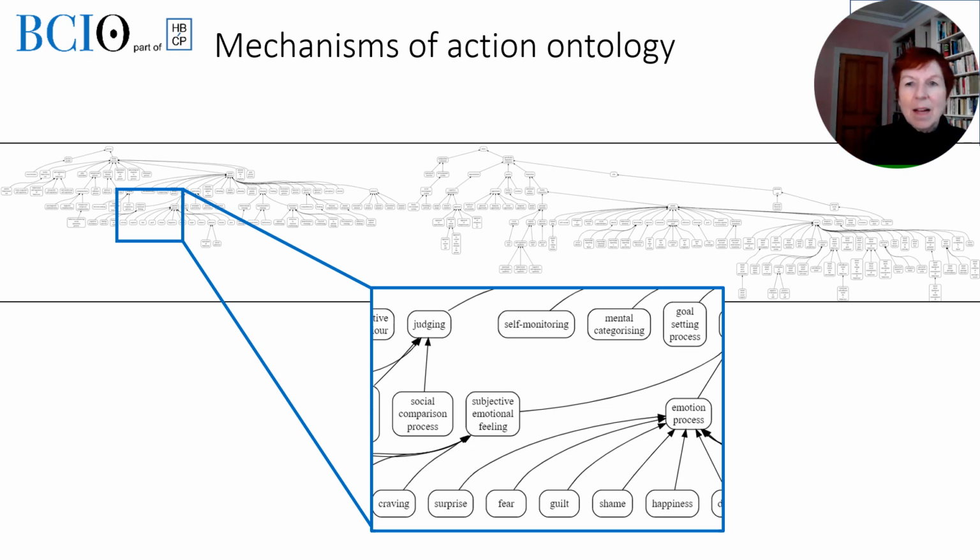Here you see part of the mechanism of action ontology in the background and a little square of it zoomed out, and you can see various entities there, including what's called emotion process, which has various kinds of emotion as children of the parent class emotion process.